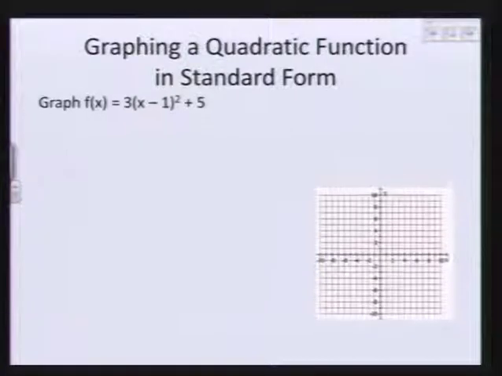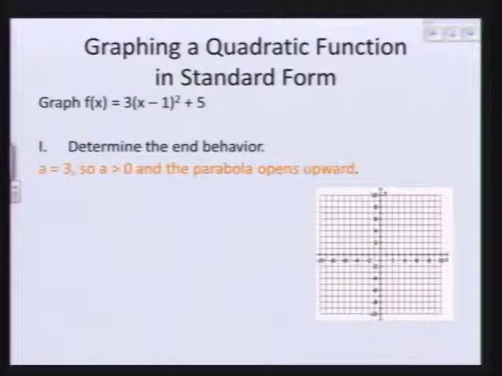All right, so let's start into it. We're going to determine the end behavior. Notice that a is equal to 3, so a is greater than 0, so we know that the parabola opens upward. Generally, we're going to see a situation where the parabola opens upward, kind of like a U here, which is what I've drawn on the screen, with arrows to mimic the general shape of the graph.